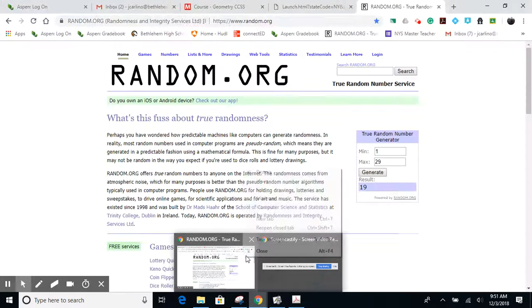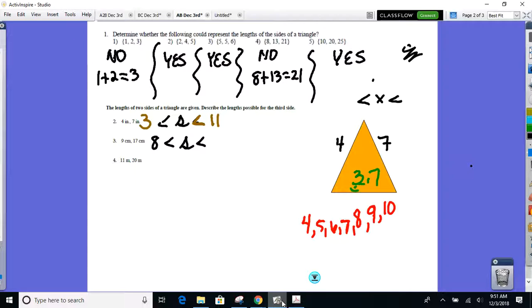Oh, nope, I'm going to keep going. 19, look at that. Never mind. 20. I just heard three values there. 9 and 17, 26. There you go.